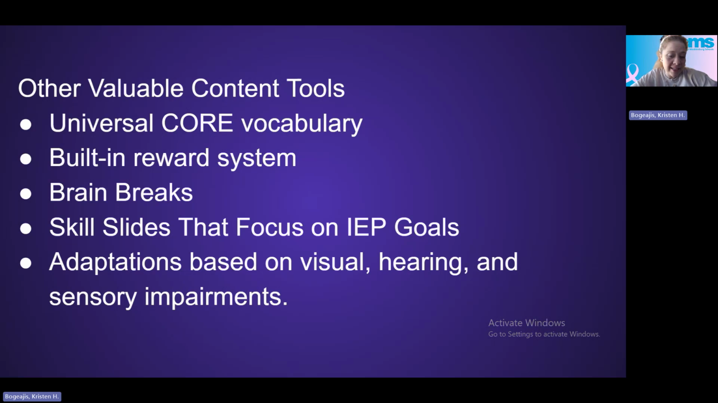Adaptations based off of needs. So visual needs, hearing needs, sensory impairments. If you have a student in your classroom with visual needs, you're going to want a dark background with bright text like white or yellow. If they have a hearing impairment, you're going to want to make sure that you're wearing your FM and that you have opportunities for total communication built in. You want that anyway for everybody, but especially if you have a student with a hearing impairment, it's very important to have that total communication approach.